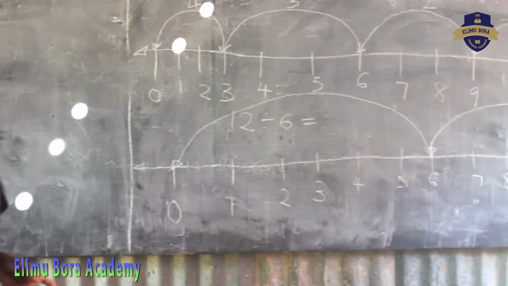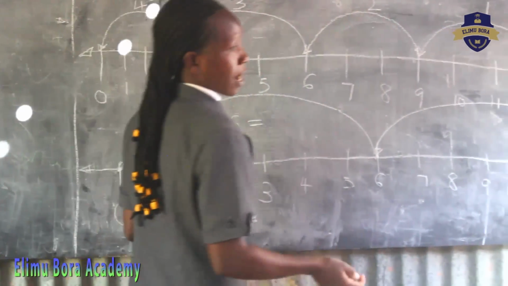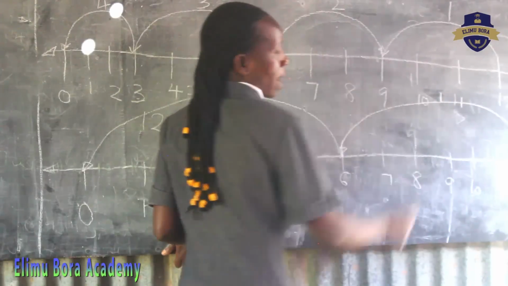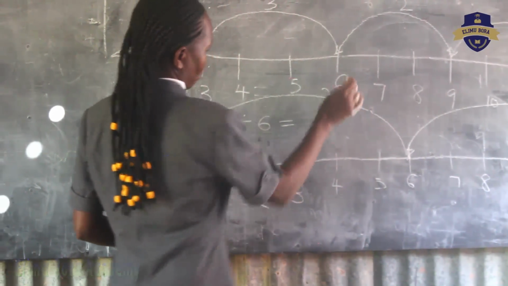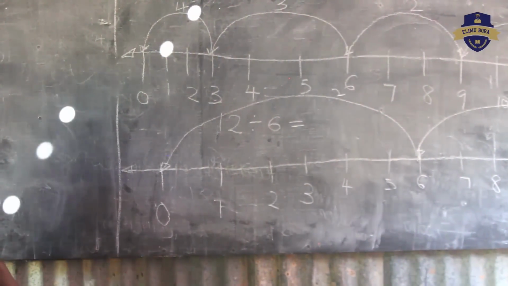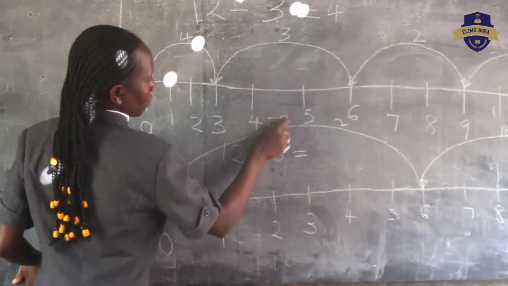From there we count the number of steps. 1, 2. So the answer is how many steps? 2 steps.